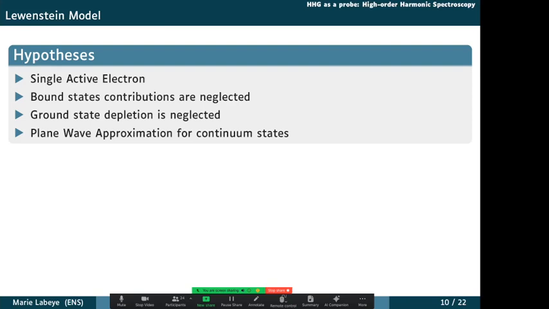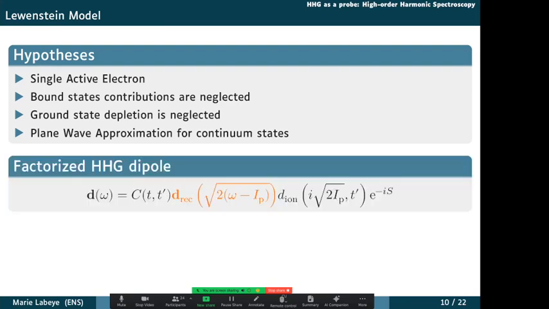Basically, the problem with this approximation is that it neglects the dressing of the ground state because of the field, or it does not take it into account perfectly, actually. And then the ground state depletion is neglected, so that's also not so harmful. And lastly, probably the strongest one is that the plane wave approximation is used for the continuum states. And with all these approximations, you can get an expression for the harmonic signal at a given frequency omega, as a factored expression.